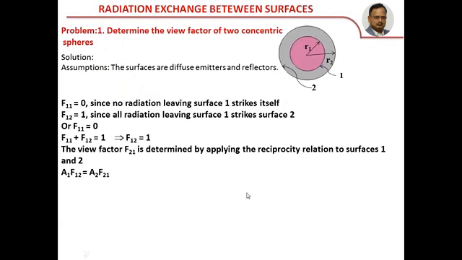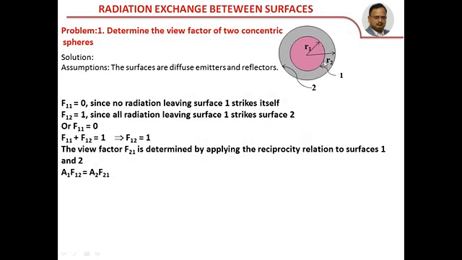Now let us quickly look at a few practical problems. Two concentric spheres are there, located one in another: one R1 solid sphere and R2 hollow sphere. The outer surface of this hollow sphere, let us assume, is reradiating, that means adiabatic, and let us assume these are both diffuse emitters and reflectors. Now determine the shape factors F1 to 1, F1 to 2 and F2 to 1.